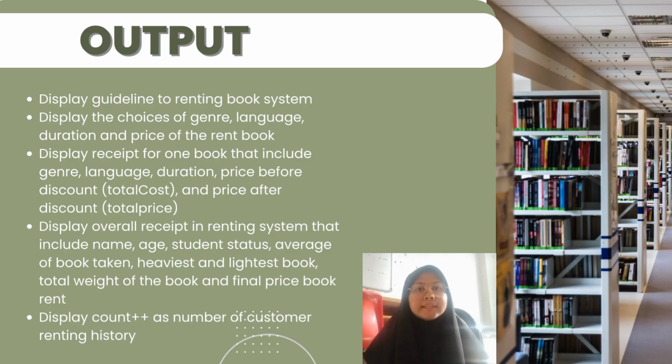For output, the guideline to the renting book system is displayed to help the customer. Then the choices of genre, language, duration, and price of renting a book are displayed. A receipt for one book is displayed with genre, language, duration, price before discount, and price after discount. Then the overall receipt in the renting system is displayed with name, age, student status, average of books taken, heaviest, lightest, total weight of books taken, and final price book range. Lastly, count plus plus is displayed as the number of customers in the renting history.